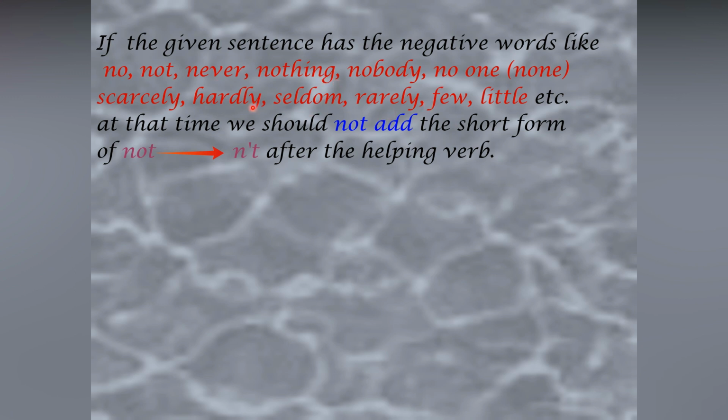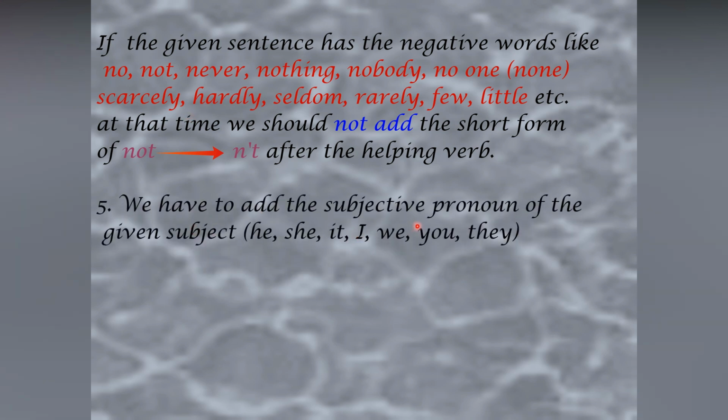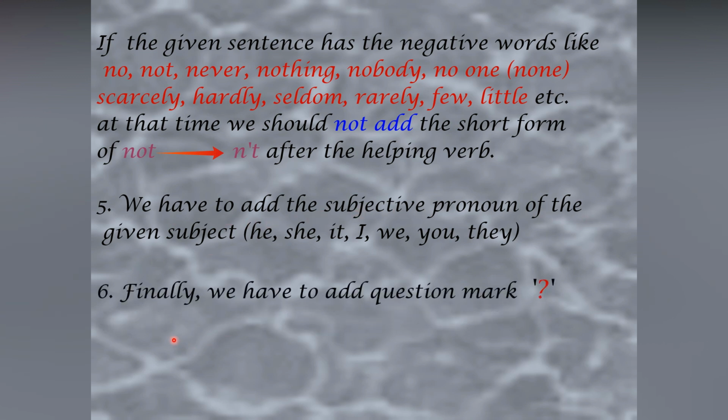We have to add the subjective pronoun of the given subject. Here there are 7 subjective pronouns: he, she, it, I, we, you, they. Only these 7 will come in the tag. Subjective pronoun. Okay, then I will tell how to write with the example. We have to add the subjective pronoun of the given subject. Finally we have to add a question mark at the end of the tag. Then write here.